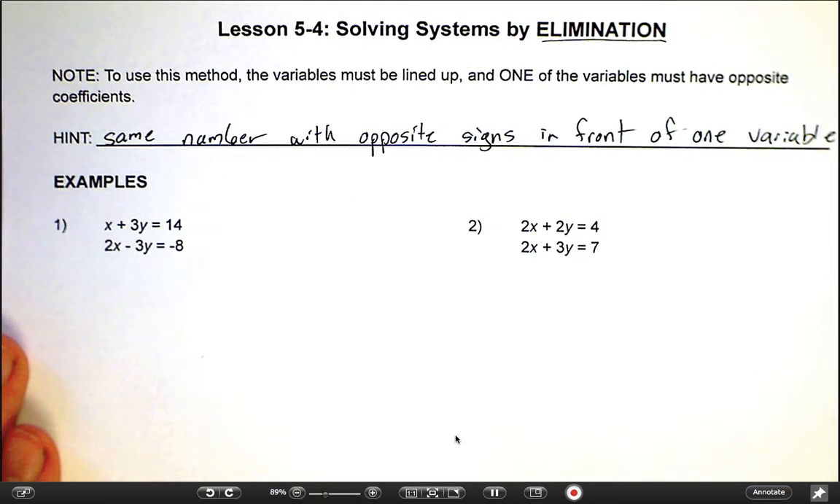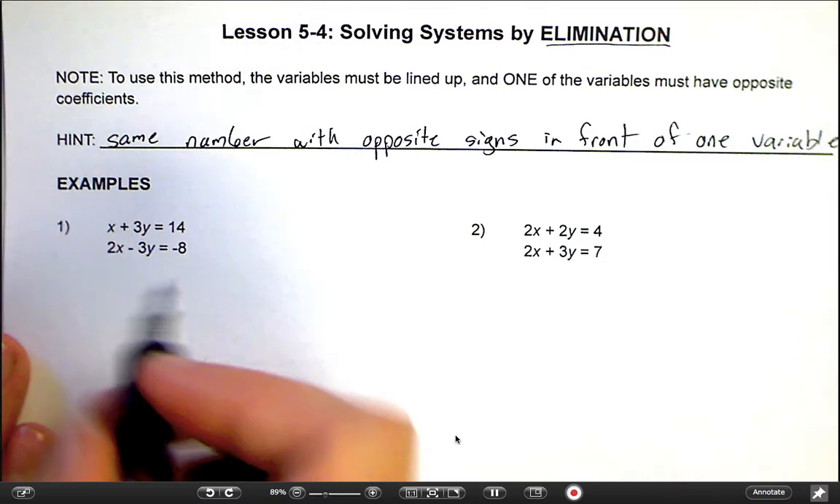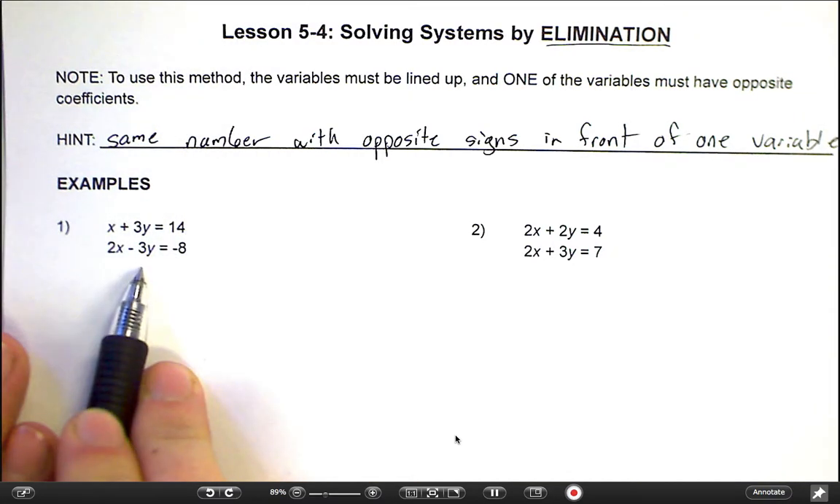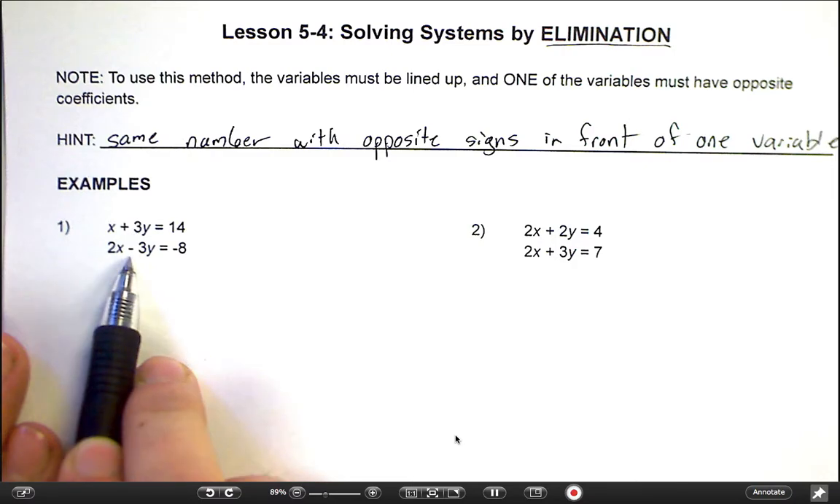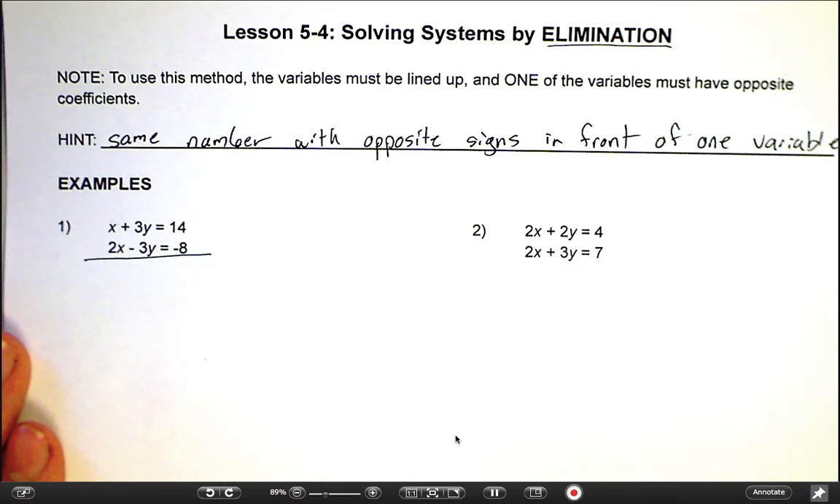Okay, so with the first one here, if we look at example 1, I have two equations, my x plus 3y equals 14 and 2x minus 3y equals negative 8. And what I'm looking for is to get these y's to cancel, which I have that positive 3 and negative 3 that I know when I add them together will cancel. So I'm just going to take these two equations and add them together.